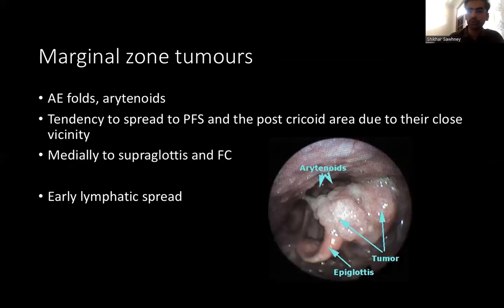Now, what are marginal zone tumors? Marginal zone refers to the area of aryepiglottic folds and the arytenoids. As the name suggests, these are present at the margin of the supraglottis and the hypopharynx. Because of its close proximity to both these areas, it has a tendency to spread posteriorly to the pyriform sinus and the postcricoid area, and medially also to the supraglottis and the false cord area. This area has rich lymphoid tissue in its submucosa, therefore it is prone to early lymphatic spread as well.